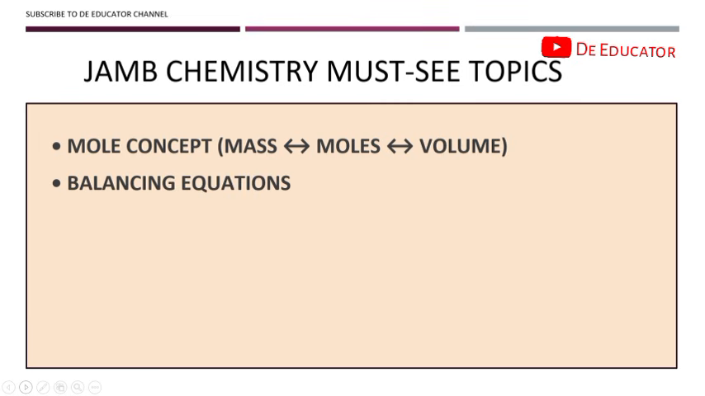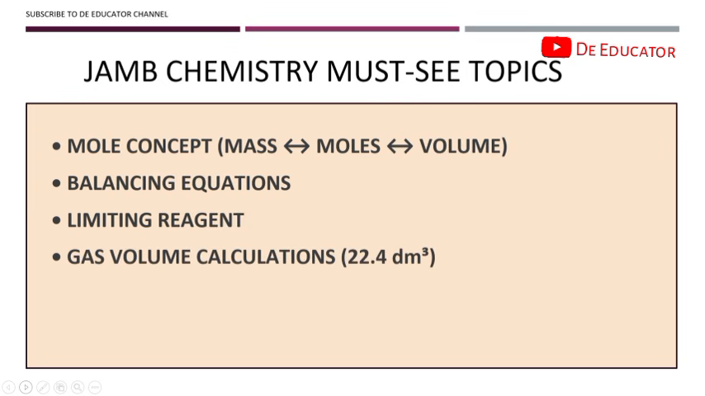Then another thing is balancing of equations. You should know how to balance equations also, because they'll be testing those skills and that knowledge. Another thing is limiting reagents. All right. Another thing is gas volume calculation, 22.4 dm cubed. Your constants, Avogadro's constant, gas volume constant, all of those things. You should know your constants very, very well.